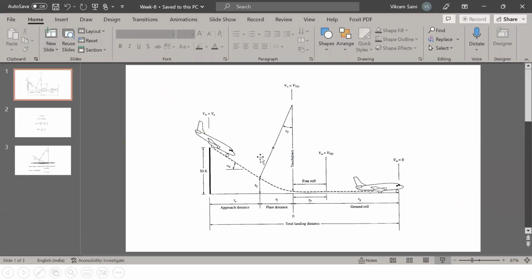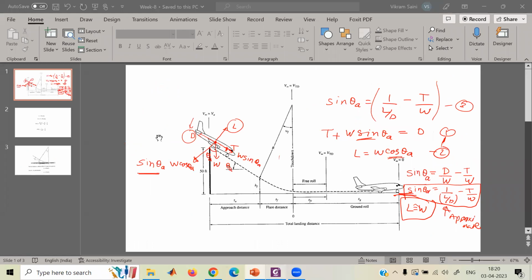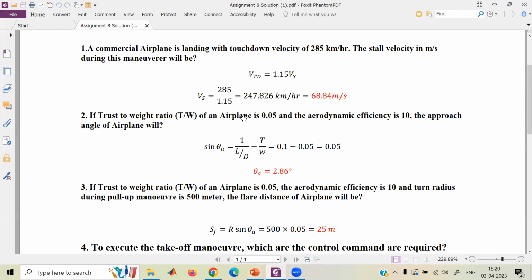Keep it. And let's go back to the expression. So this is the same expression. We use it. Theta turns out to be 2.86 degrees. That's very small, so the approximation is right.